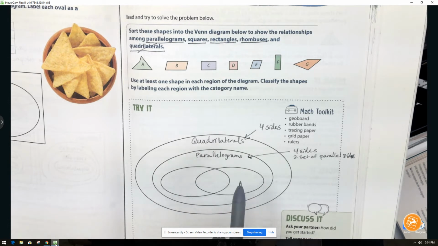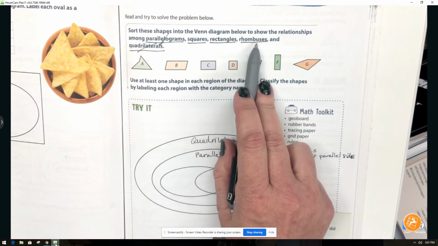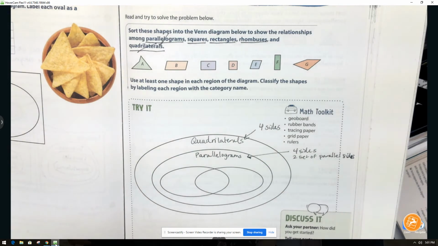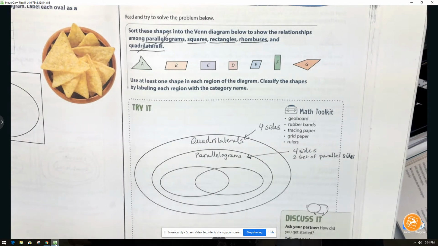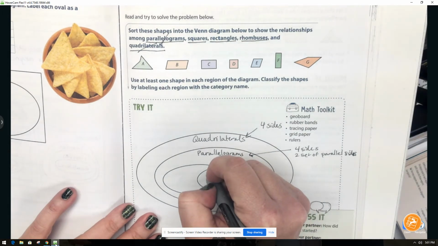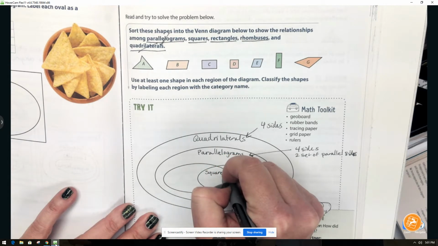Then from there, it gets a little tricky. So if we're looking at our shapes, we have squares, rectangles, and rhombuses. Now, we haven't really dealt with rhombuses yet, but we know where squares and rectangles go. I'm going to give a spoiler alert. We know that square is going to be our most specific. So let's go ahead and put squares in here.